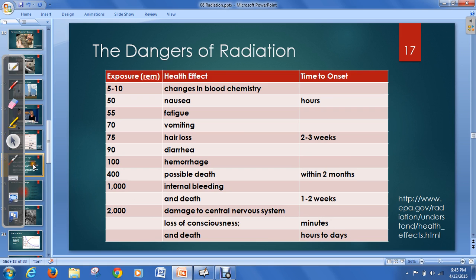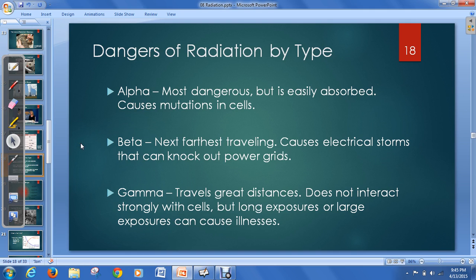Okay. And so if we look at the dangers of radiation by type, again, I think I said this in the last podcast, but alpha radiation is the most dangerous, can cause the most adverse effects because it's directly changing the chemistry in the objects, can cause mutations in the cells, but it's easily absorbed.